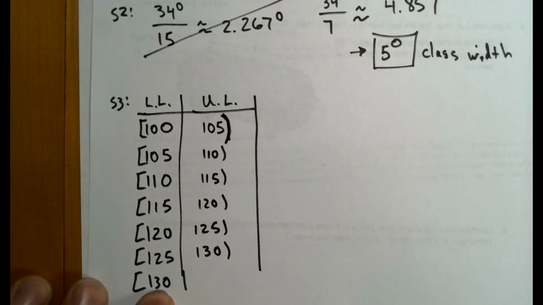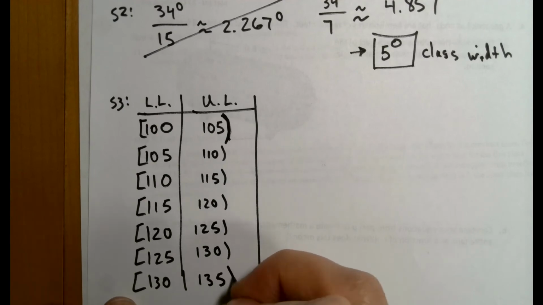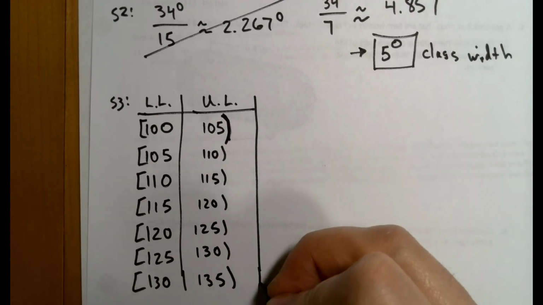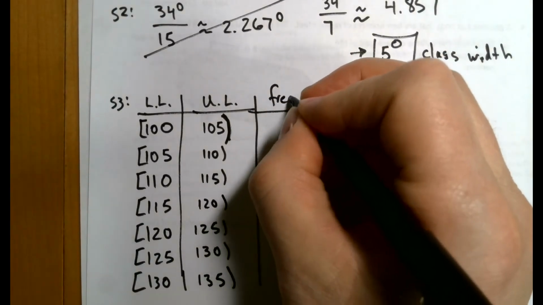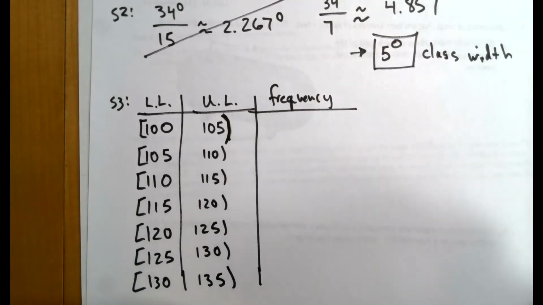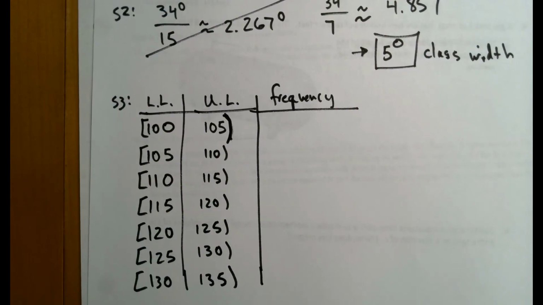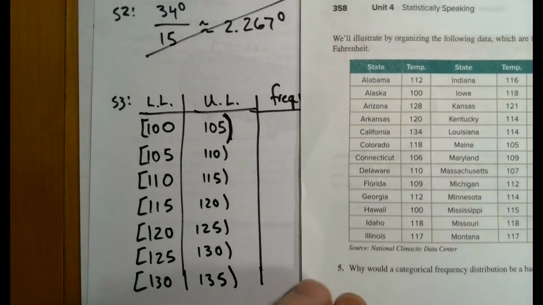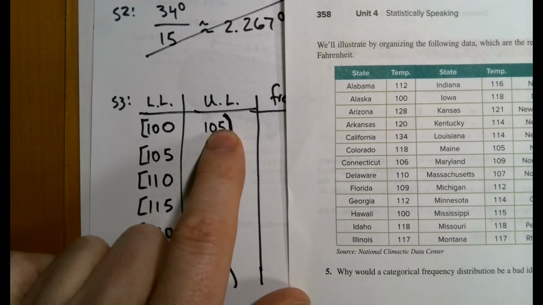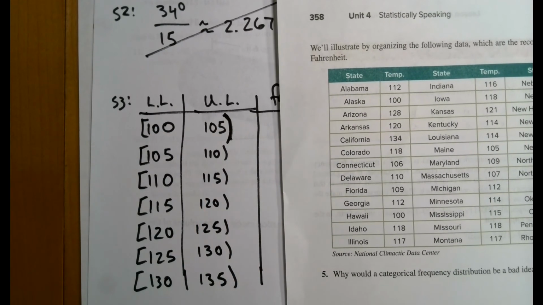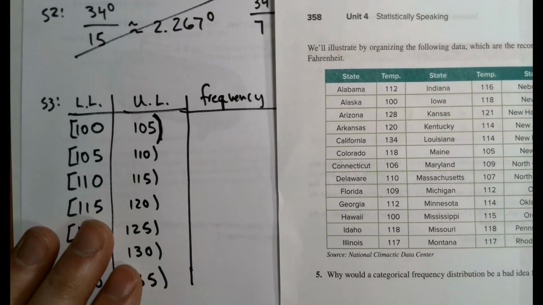So what would the next one be here? Well, if I had continued the lower limits, I would have added 5 to 130, so I would get 135 here. All right, now our job is to go through our data set and get the frequency. So we have to ask ourselves, how many of the numbers in this data set are between 100 and 105, not including 105? So we have to go through and count, and this is ridiculously tedious.